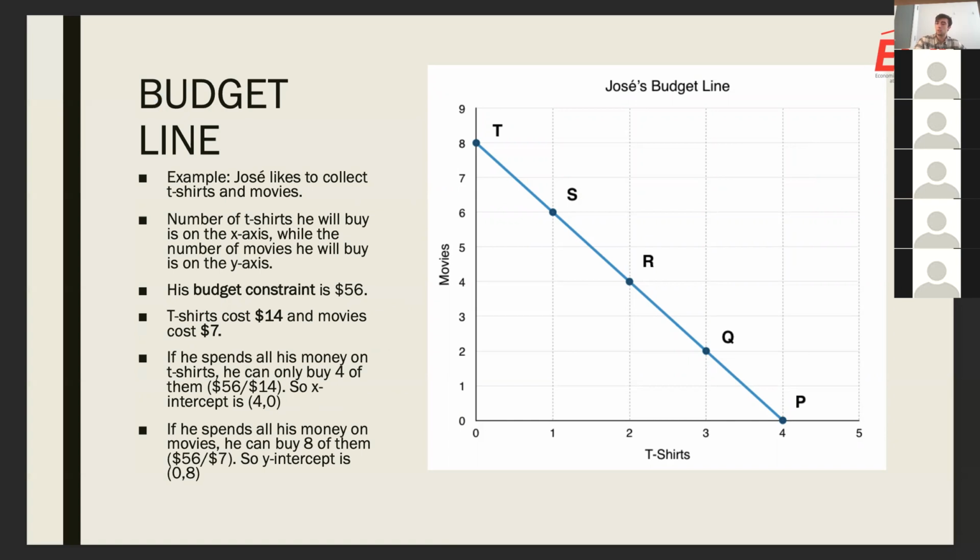If he spends all of his money on t-shirts, he can only buy 4 of them. So that's how we get our horizontal intercept. And if he spends all of his money on movies, then he would be able to get 8 of them. So that's how we get that. And these budget lines are always going to be linear. So if you need to graph it on the exam, you can literally just do those 2 simple equations, graph it, draw the line between them, and you're good to go in terms of a budget line.